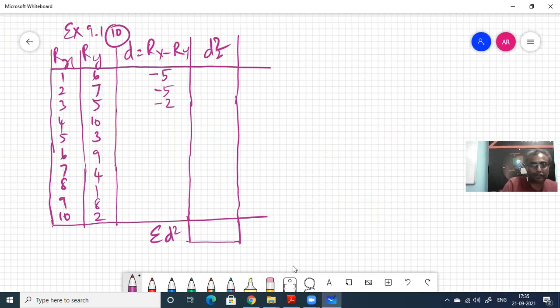Minus 2. 4 minus 10, minus 6. 5 minus 3, 2. 6 minus 9, minus 3. 7 minus 4, 3. 8 minus 1, 7. 9 minus 8, 1. 10 minus 2, 8.